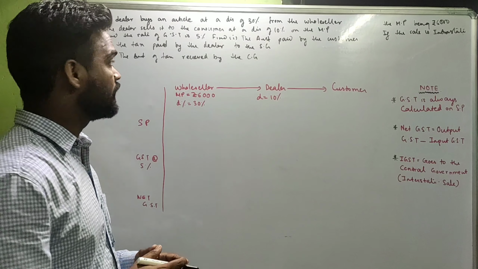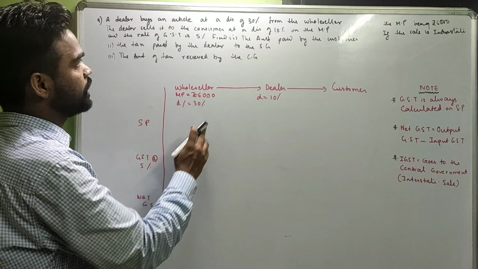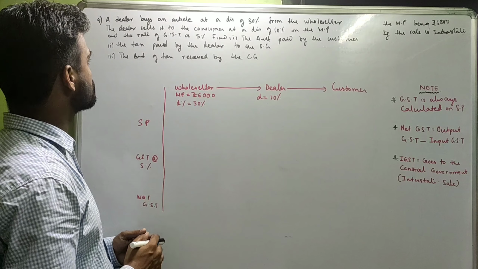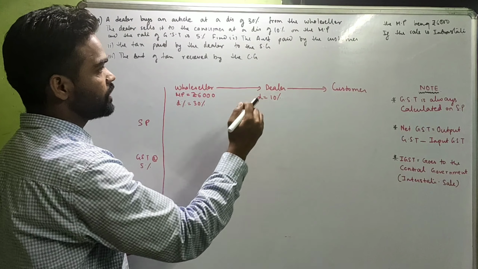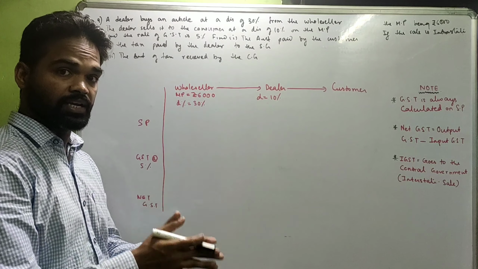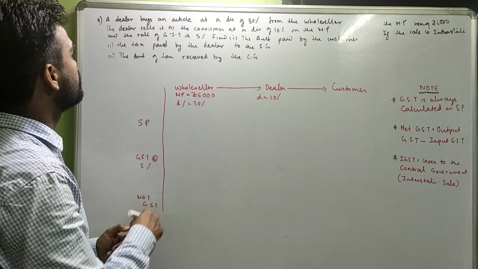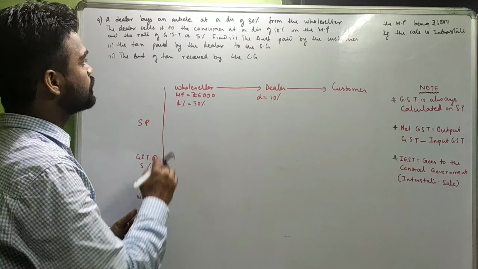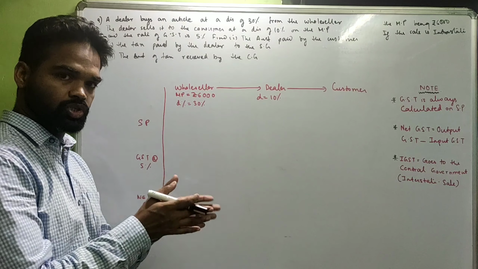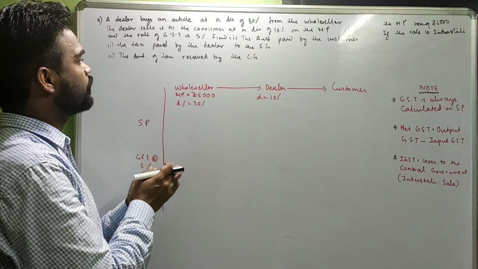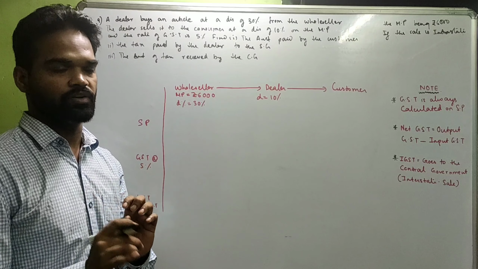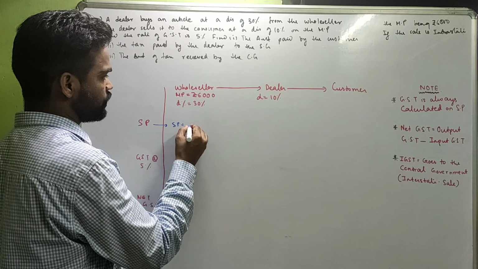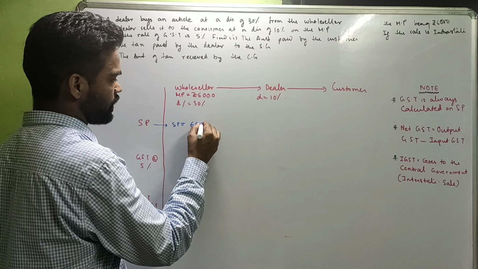Now look at sum number 9, which says a dealer buys an article at a discount of 30% from the wholesaler, the mark price being rupees 6,000. The dealer sells it to the consumer at a discount of 10%. If the sale is intrastate within the same state and the rate of GST is 5%, find the amount paid by the customer, the tax paid by the dealer to the state government, and the amount of tax received by the central government.